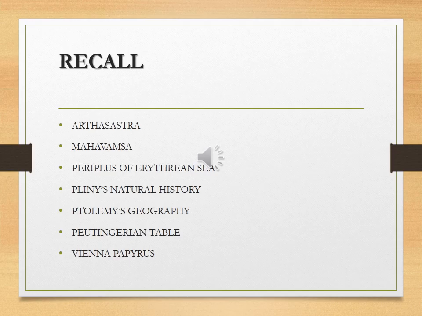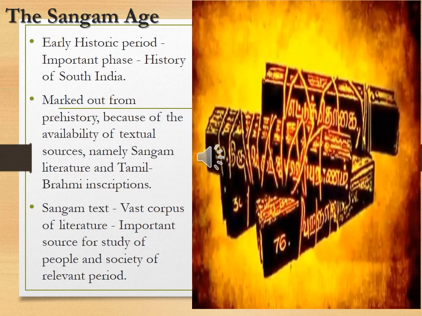Today we will move to the Sangam Age. The Sangam Age is also called the early historic period. Sangam Age in Tamil Nadu was called the early historic period, and it is an important phase, an important period in the history of South India. Why? Because this period is marked out from prehistory.